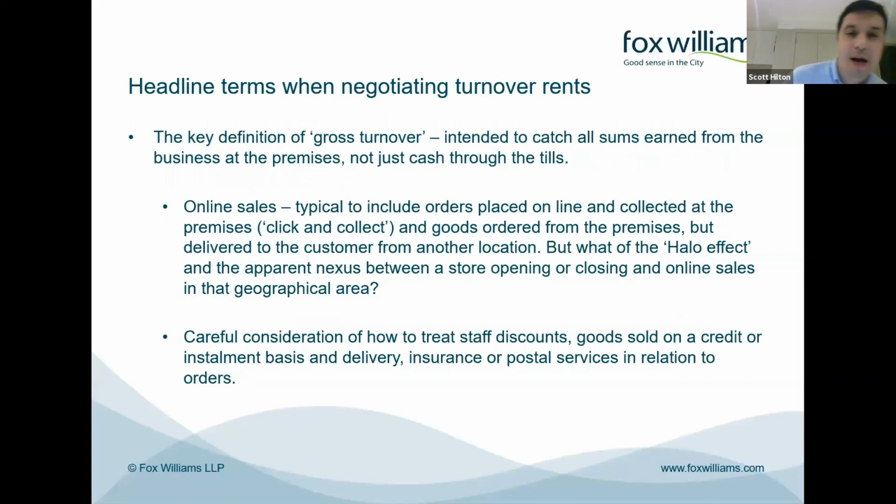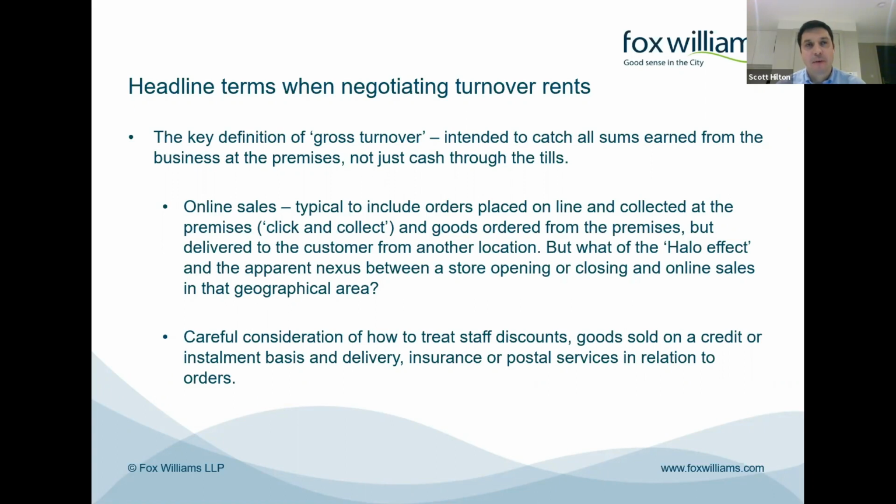So once we've settled the turnover percentage, we get into the terms of the turnover rent clause. Fundamental to that is the definition of gross turnover. It's intended to catch all items of revenue at the premises, not just cash through the till. Click and collect sales, where the customer buys the product online and collects in store, will generally be taken into account in the turnover rent calculation.